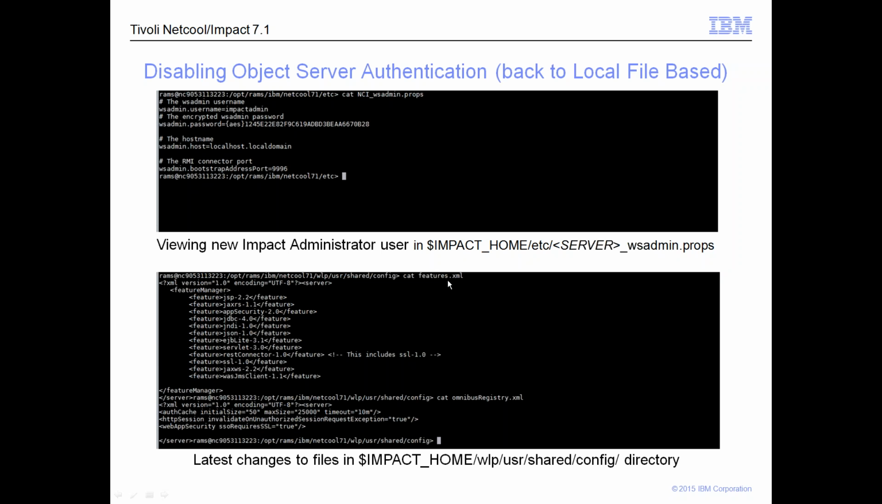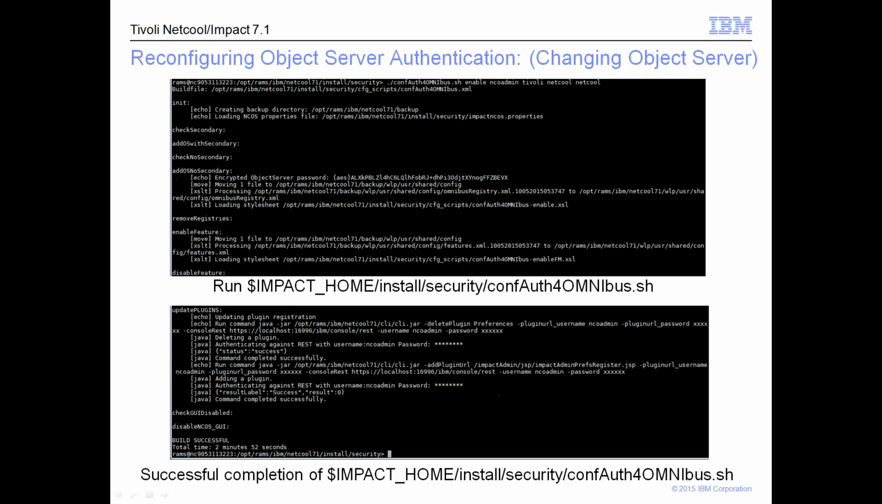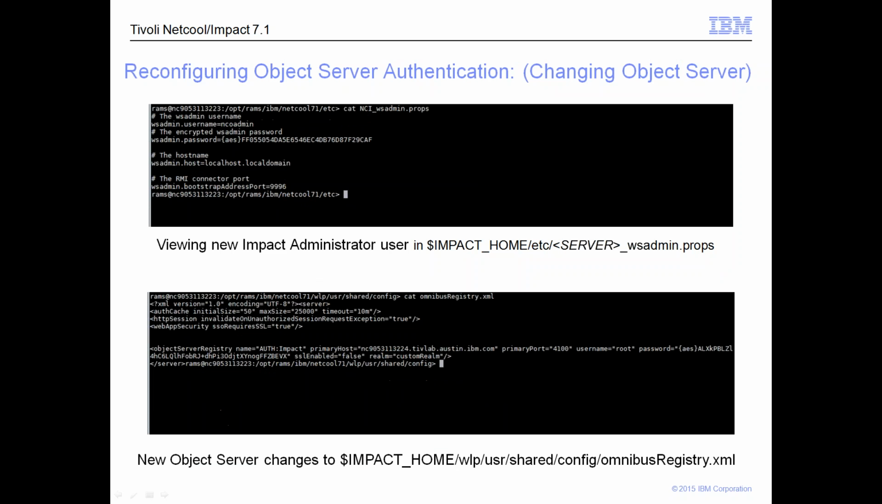And then you can also check the config directory and look at the features XML file, and you'll now see that the object server information's gone, and you'll also see the details for the object server in the Omnibus registry has been wiped out, so it doesn't look like this anymore. Sorry. Actually, let me go back to another slide that's a little better.